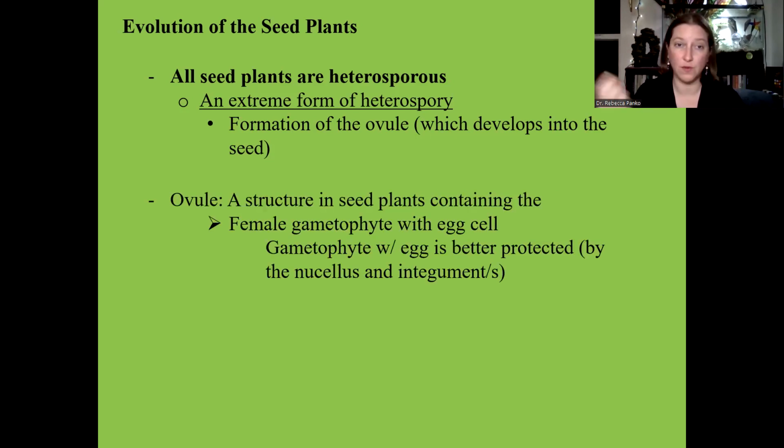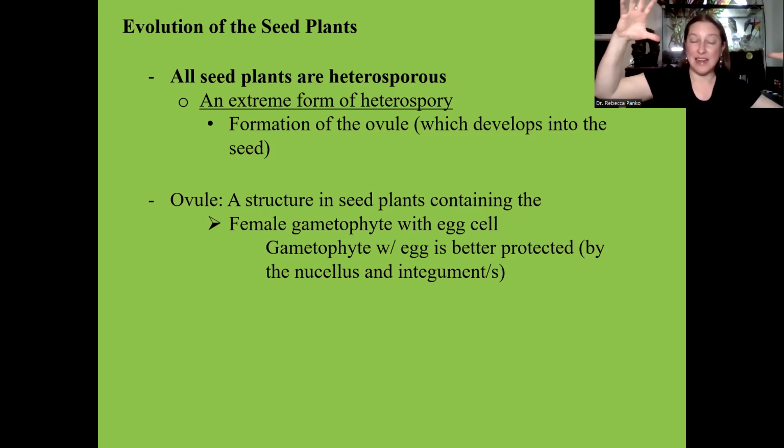So what is an ovule? Maybe you've heard the term ovule before, right? Humans have ovules as well, right? Female humans. And so an ovule is a structure in the seed plants, but in other organisms too, right? That contains something inside of it, but in the plants, the ovule has inside of it a female gametophyte with an egg. And hence that gametophyte is better protected because it's inside of an ovule.